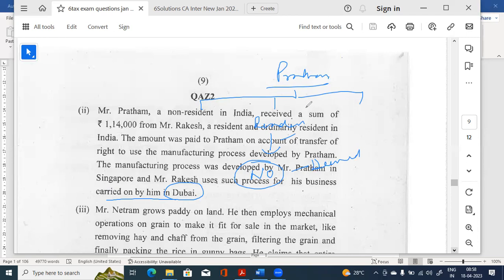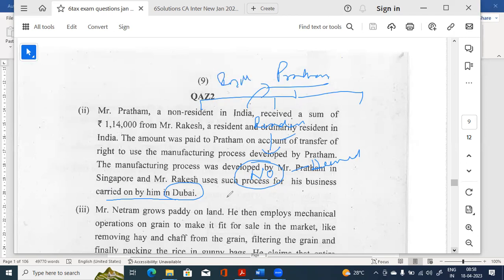Again, I'm repeating. If you look at chart 1, it talks about deemed to accrue or arise in India, but the example which it shows is only interest and royalty. Now, who used it? Rakesh used it. He's a resident. The resident is paying royalty to Pratham. Now the question is whether the royalty is taxable or not in the hands of Pratham.